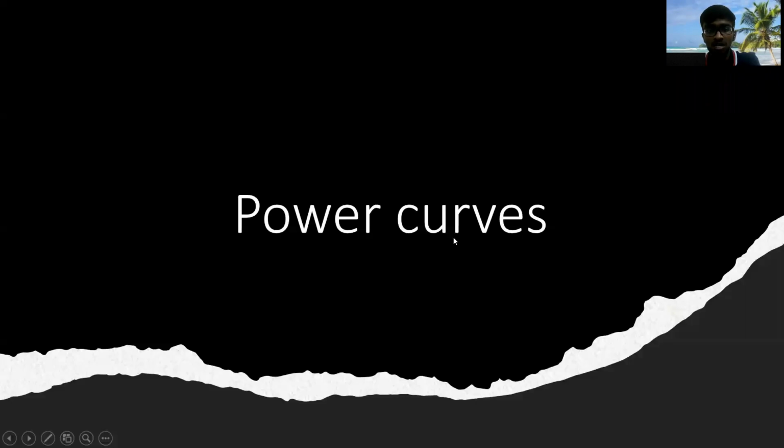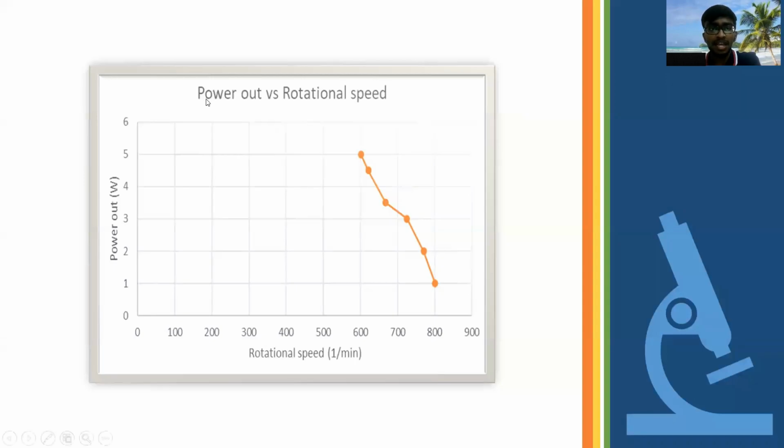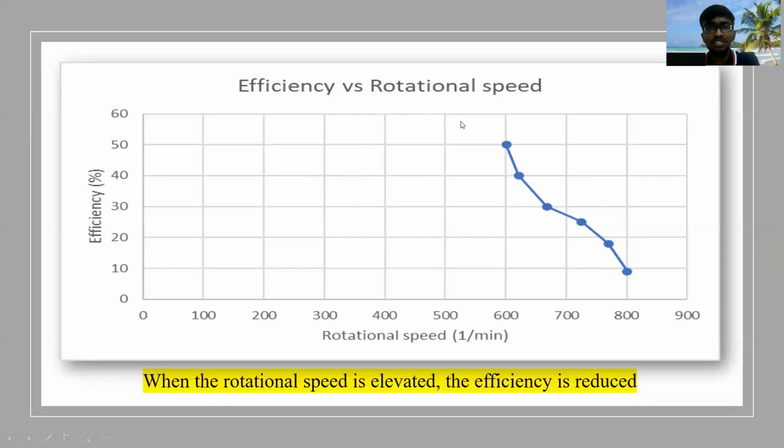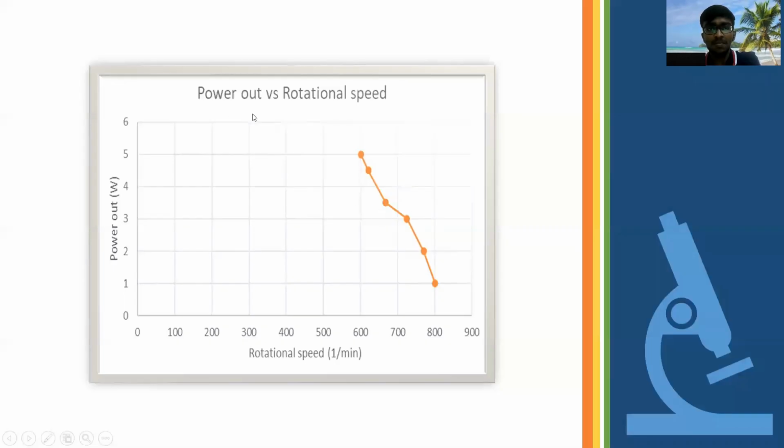Next we will look at the power curves, which is the additional calculation for this experiment. For power output versus rotational speed, we can see the trend is actually the same as the efficiency versus rotational speed graph, but it is for the power curves.